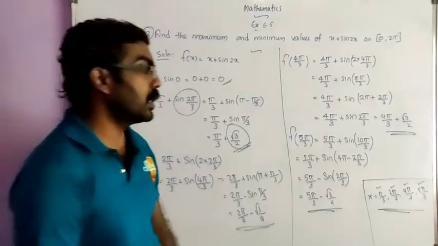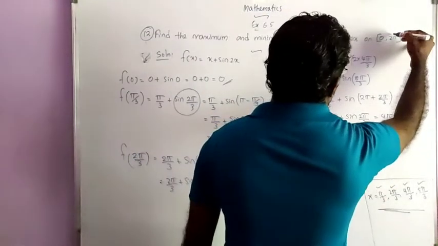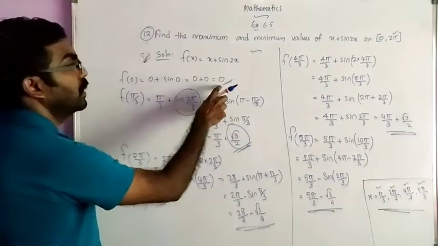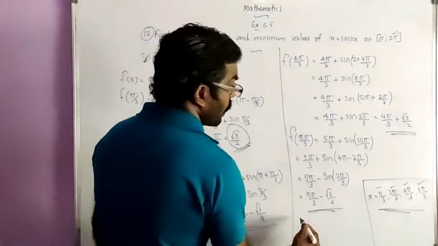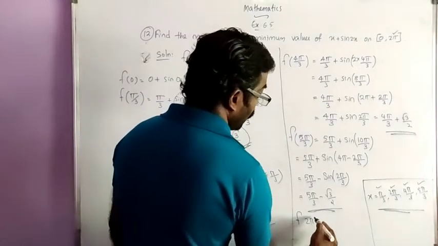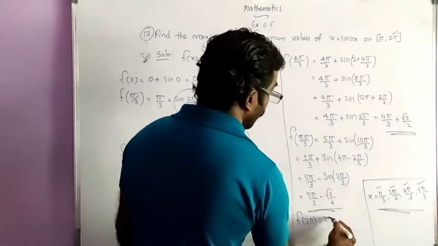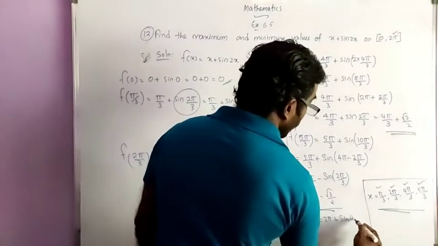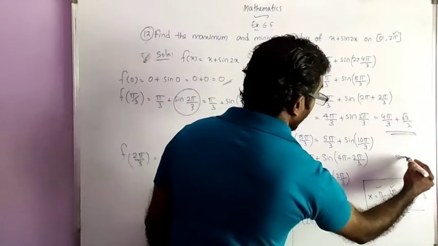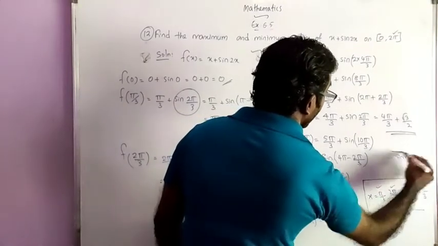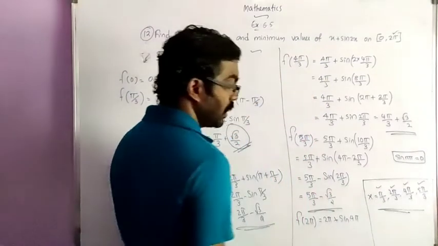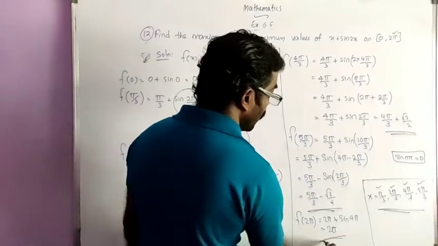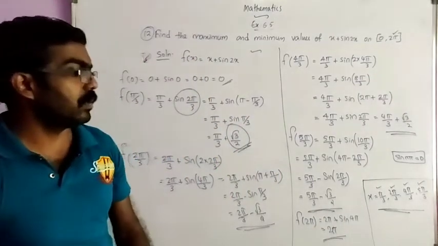Now one more value is there, that is the end point of the interval, 2 pi. At 0, we already found f of 0 is equal to 0. So here f of 2 pi will be equal to 2 pi plus sine 2x, 2 into 2 pi, that is 4 pi. And as we know sine n pi is equal to 0, sine 4 pi is also equal to 0. So the value becomes 2 pi. F of 2 pi is equal to 2 pi.